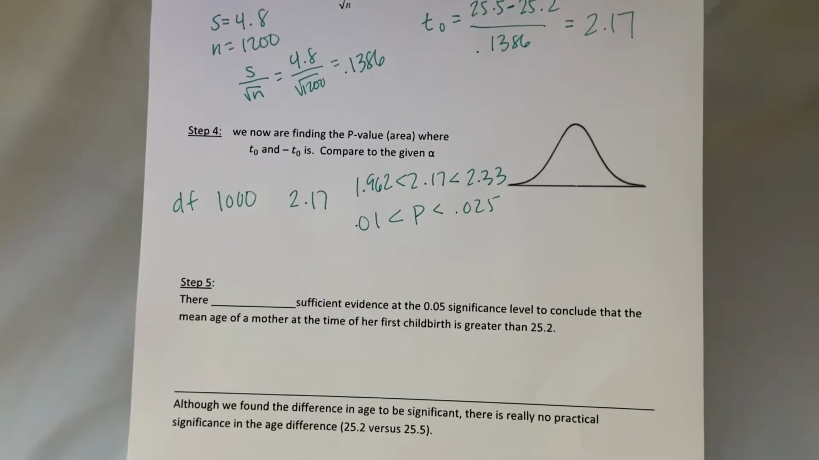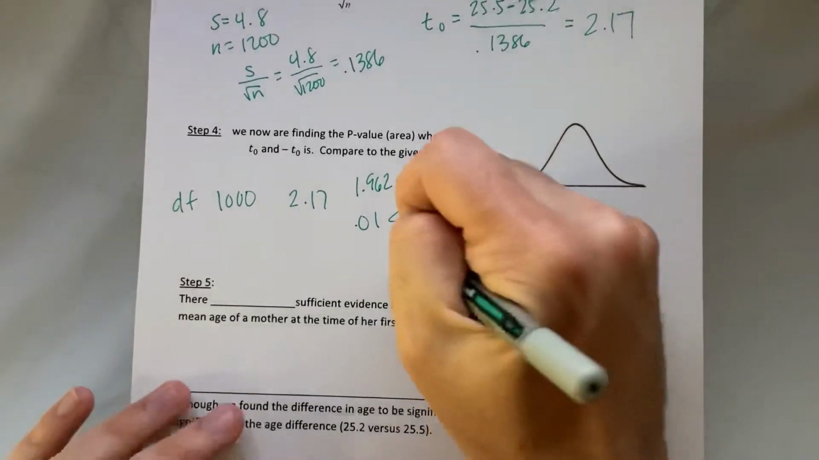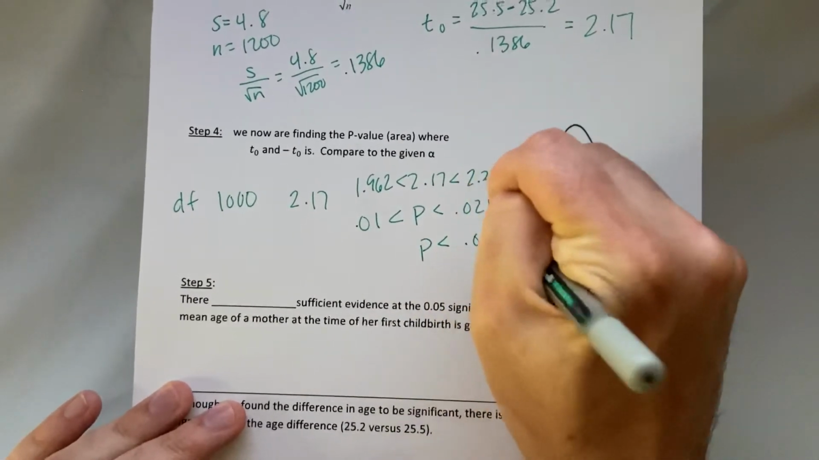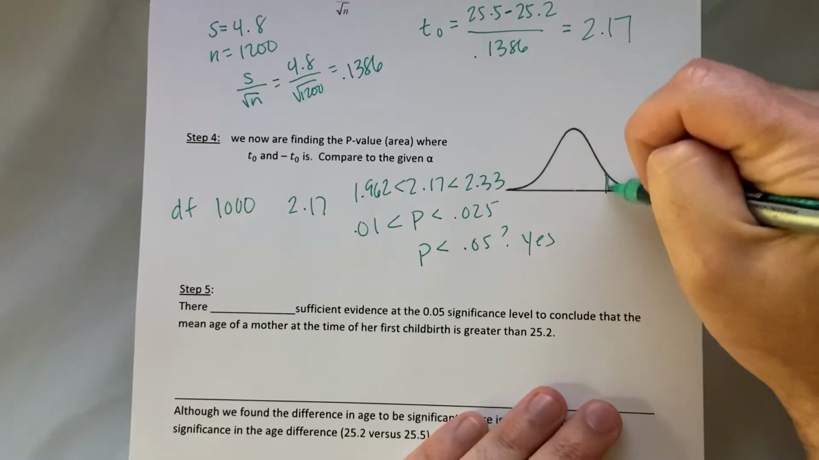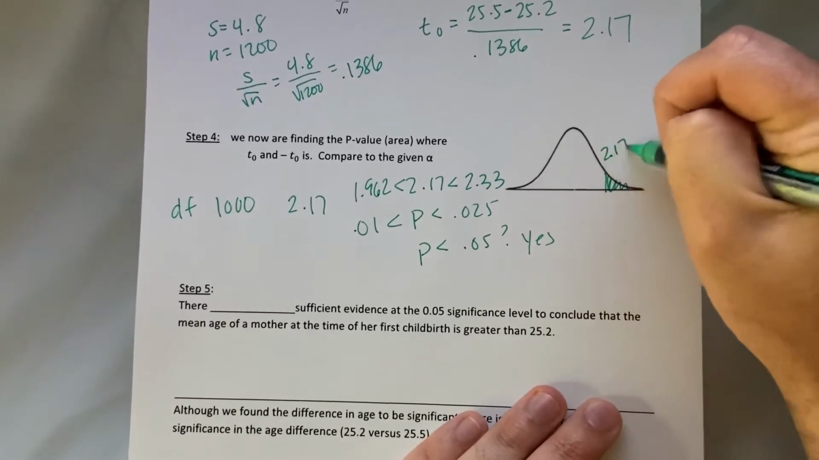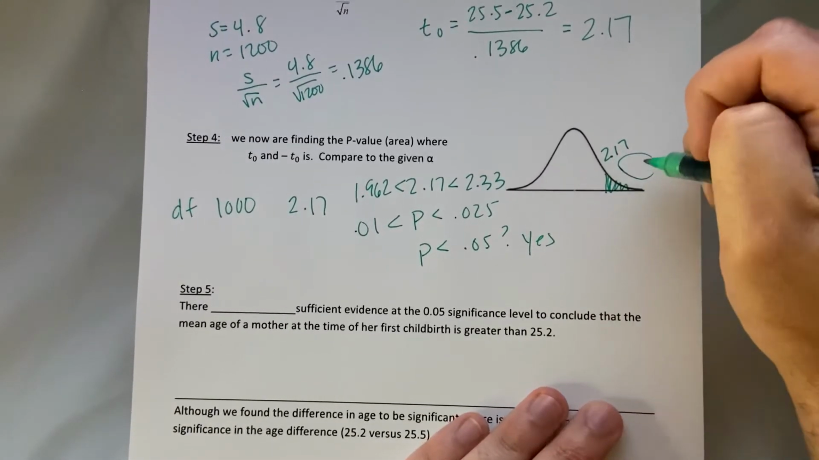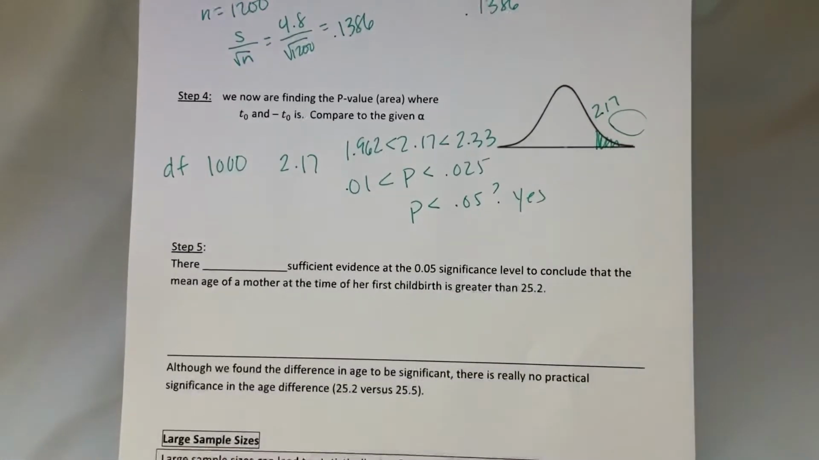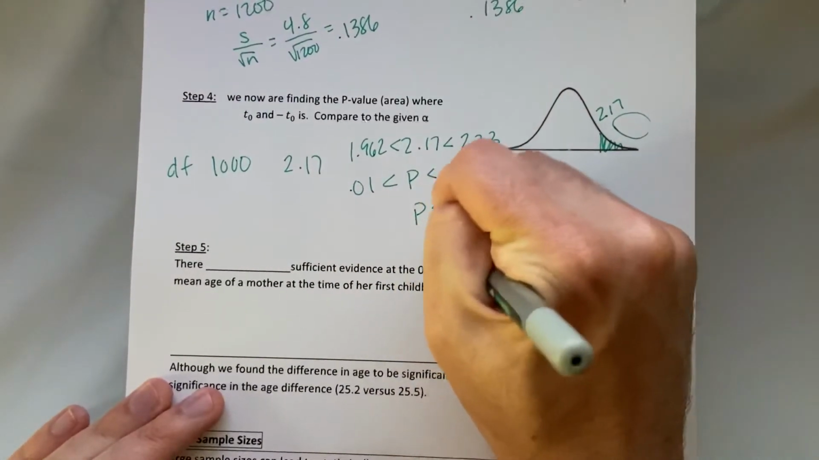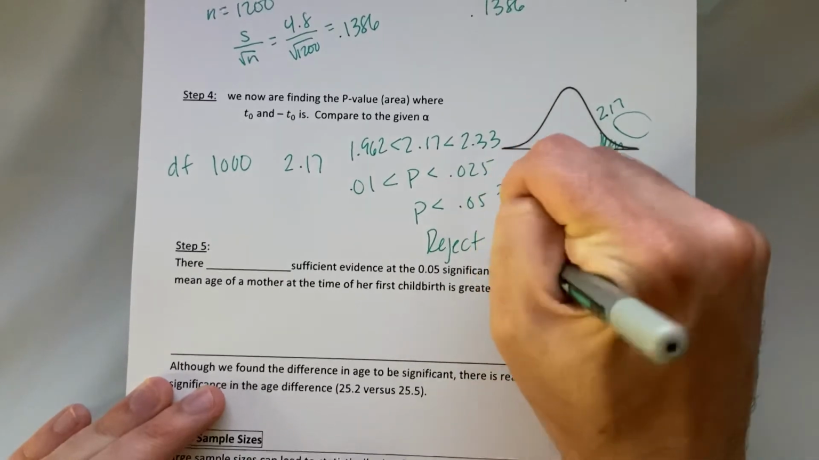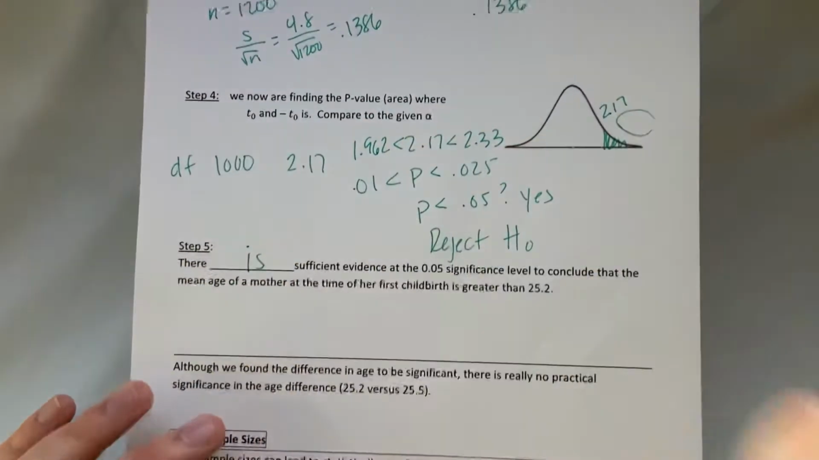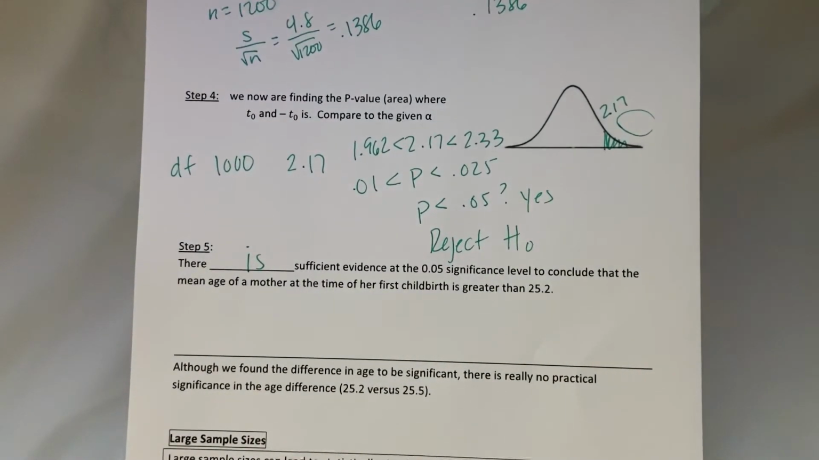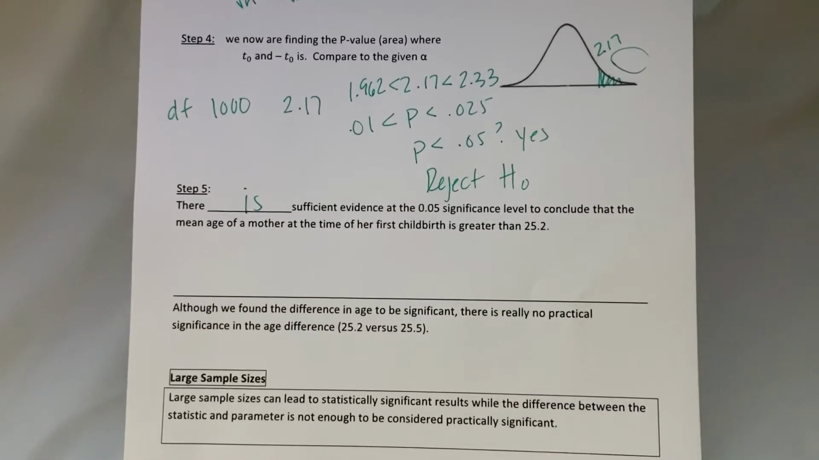Well, what does that mean? Is our p less than 0.05? Yes, because here's our t-score of 2.17. It's saying this area to the right is somewhere between 0.01 and 0.025. What does that mean? We reject H0. That means there is sufficient evidence to conclude at the 0.05 significance level that the mean age of a mother at time of her first childbirth is greater than 25.2.